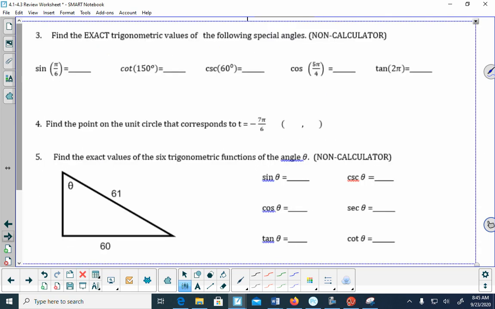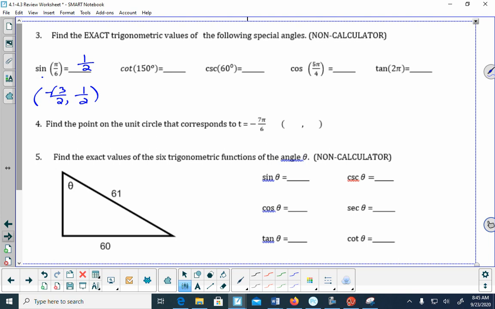All right, moving on. Number 3, finding trig values. We will give you a blank unit circle. You're going to have to fill that in. So if I'm looking at π over 6, the ordered pair that goes with π over 6 is the square root of 3 over 2, 1/2. This question is just asking for the sine. The sine is the y value, so I'm just going to write 1/2.